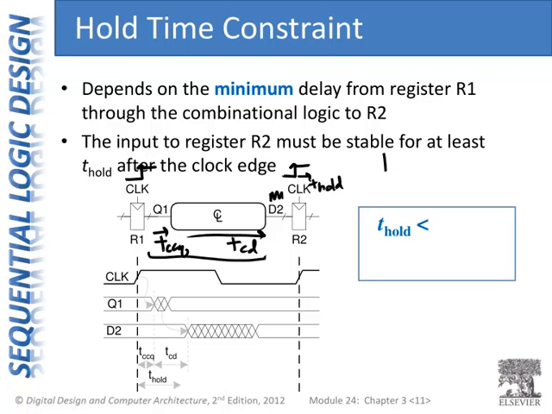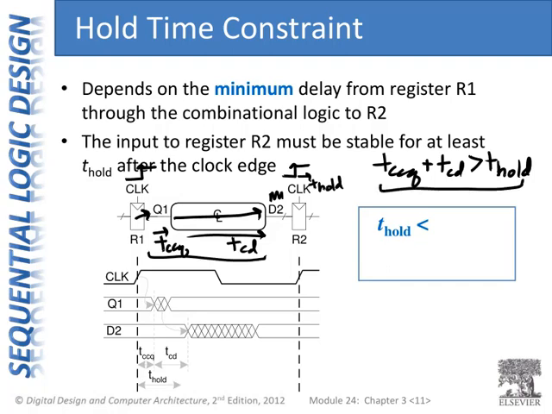I want to make sure that TCCQ, the fastest it could get out of the register, plus TCD, the fastest it could get through the combinational logic, is greater than the hold time. Otherwise, if it's smaller than that, it could start changing D2 here, for example, before that hold time constraint is met. So in other words, before L1 is completely opaque or turned off.